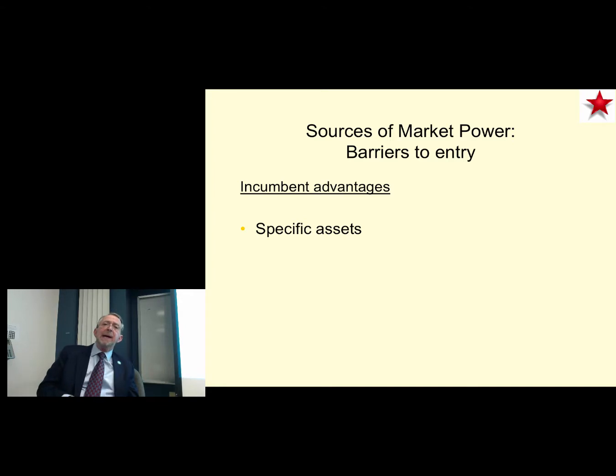Number one, the existing firms may own certain specific assets that are necessary for the production of this particular product.